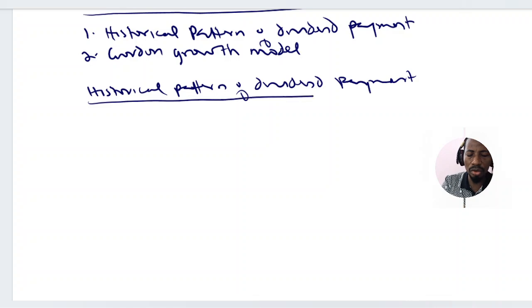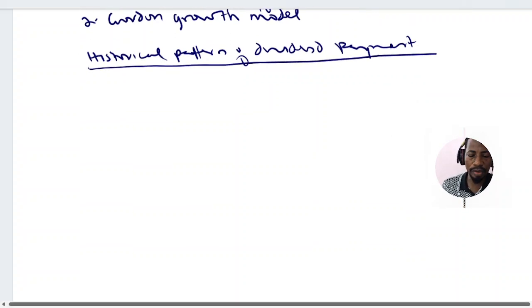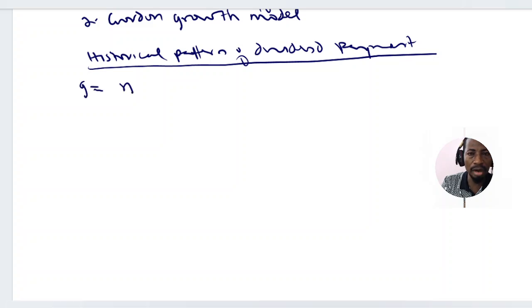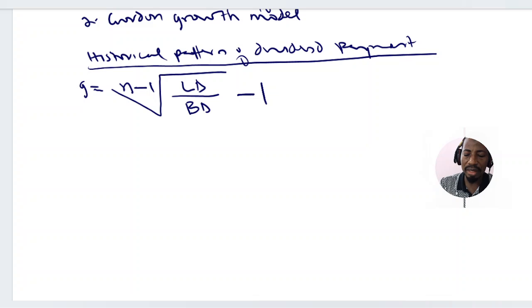So there are two basic formulas using the averaging method. Using the historical pattern of dividend payment, there are two formulas that you can use to compute the growth rate. G would then be equal to the (N minus 1) root of the latest dividend, or the current year dividend, divided by the dividend paid in the first year, all minus 1. So this formula is used when the history of dividend payment is given year on year.